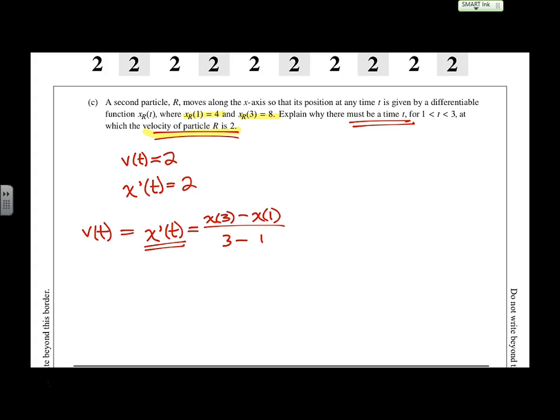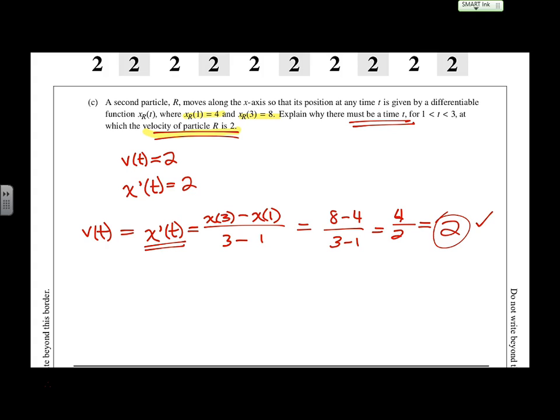You plug in by faith and say, all right, they gave me these two numbers for a reason. Is this going to end up being what I need it to be? And the answer is yes. So when they said, hey, I'm giving you positions, must there be a time when velocity had to be a certain value? Velocity is the derivative. Derivative, that's MVT. And then you just use the points they gave you.